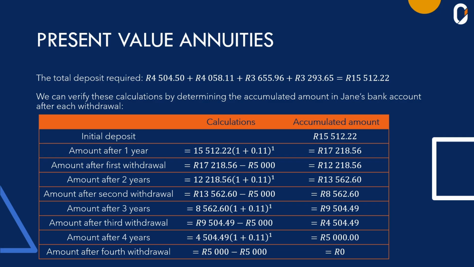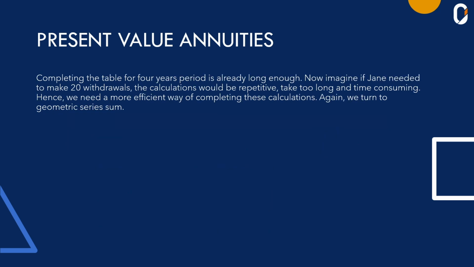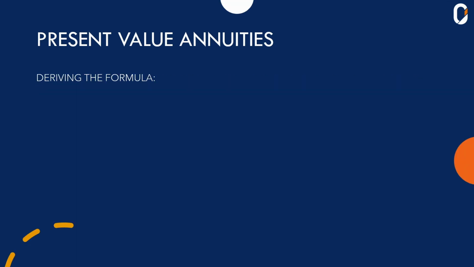Now again, these calculations using tables and everything are a headache. They are long, and this is just for 4 years. Imagine now if it was for 30, 20 years, it would have been damn near impossible. And again, we need to derive some sort of a formula to simplify our lives. Now let's derive the formula.